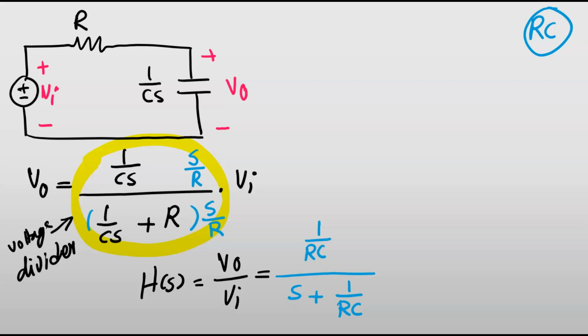So what I did is I used this voltage divider equation, where 1 over CS over 1 over CS plus R is basically my transfer function, which describes the relationship between the output and my input. However, in order to make it look like one of those two general forms of filter transfer function, I'm also multiplying both numerator and denominator by S over R. This is what I get, and you can see here that it has the format of a low pass filter.